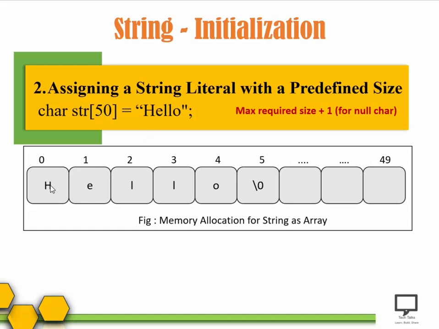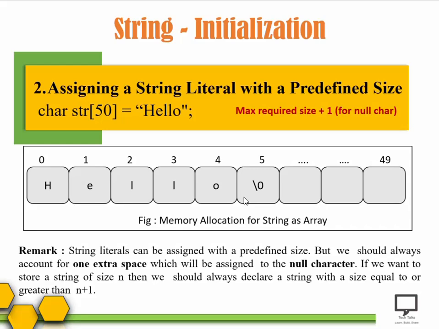From those 50 characters, only the first 6 will be occupied, with the value HELLO as characters and the last one the null character, and the rest will be empty locations or may have some garbage value. We can't say that, but among the 50 locations, the first 6 locations are used for storing the value of the given string. Here you can see the same.